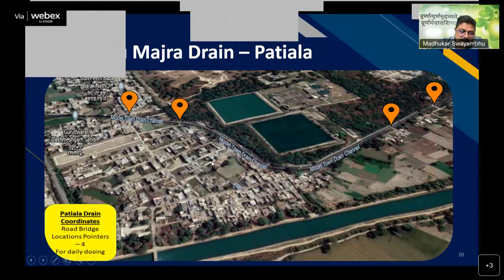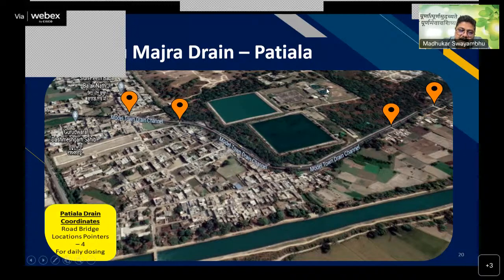This side, this is a village called Dhammu Majra. This side, you can see the government sewage treatment plant. And this is a canal, the irrigation canal, right? Now, the villagers were having a lot of problems with this drain because of the foul smell and the mosquitoes. The old-age members in the family and the youngsters, the kids in the family, were having a lot of health issues also.